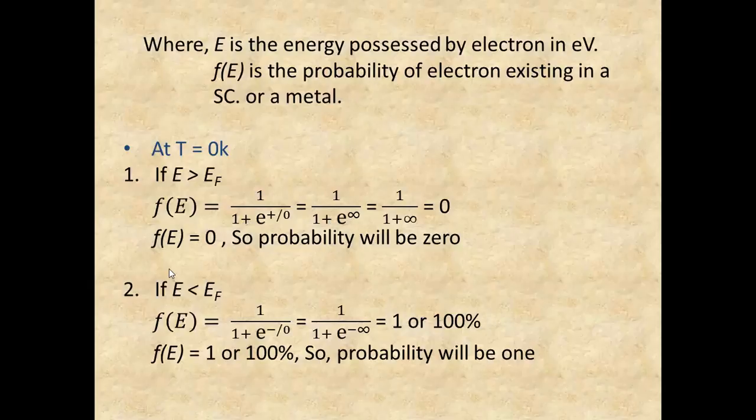Okay, second, when E is less than Fermi energy, the exponent will be negative, that is minus infinity, and the probability will be 1, or 100%. In terms of percentage, it's 100. So this means probability is 1, and it indicates that when temperature is 0 Kelvin, electrons are available with energy less than Fermi energy. There are electrons. The probability is 100%.